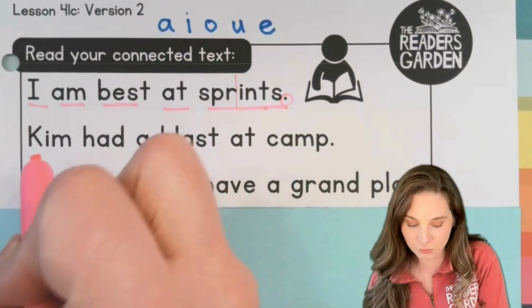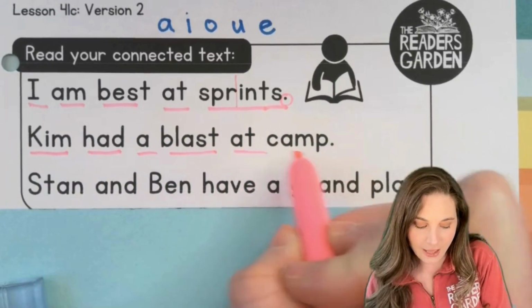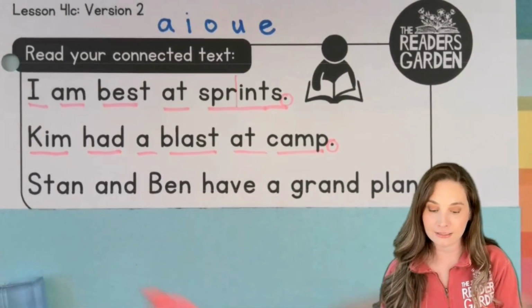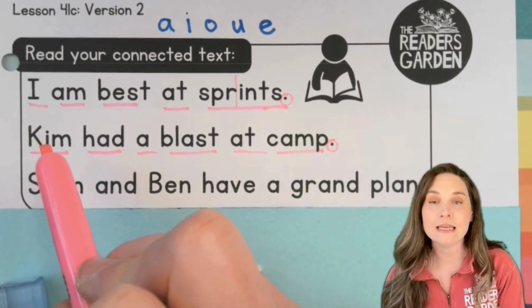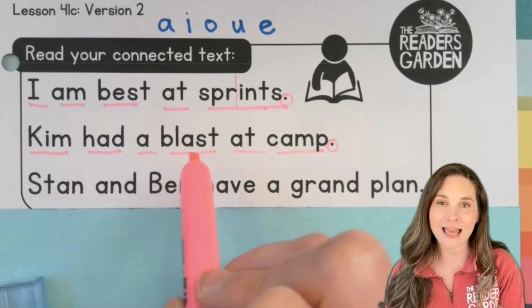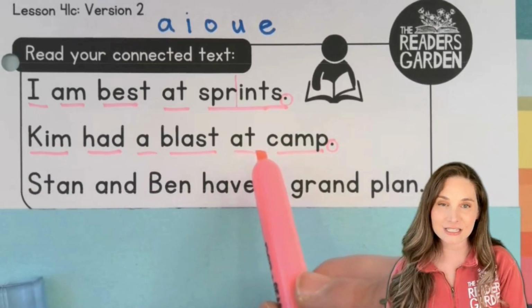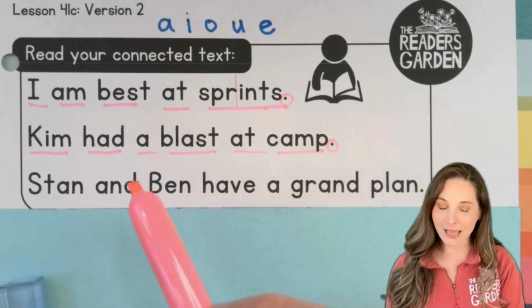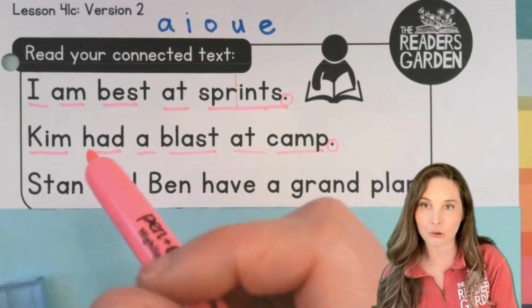All right, this next sentence has 1, 2, 3, 4, 5, 6 words ending in a period. And let's begin. Kim, somebody's name, often short for Kimberly. Kim had a blast at camp. Kim had a blast at camp. That meant she had a great time. When you have a blast, you're having a great time.